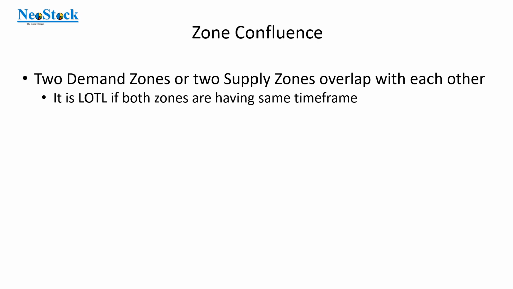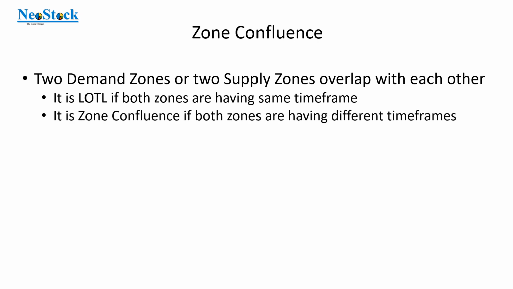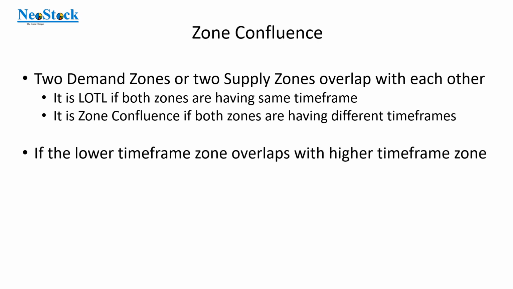What about when the two zones are related to two different time frames? Two demand zones are overlapped, but those two are related to two different time frames. Then that concept is called zone confluence. If the lower time frame zone overlaps with the higher time frame zone, it is called a zone confluence.